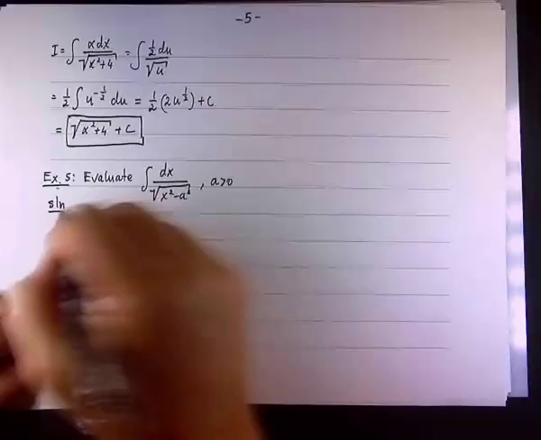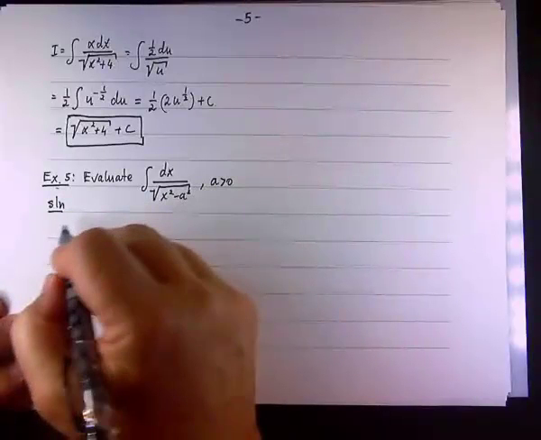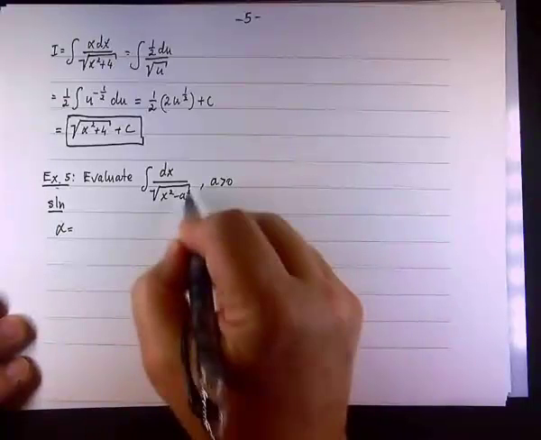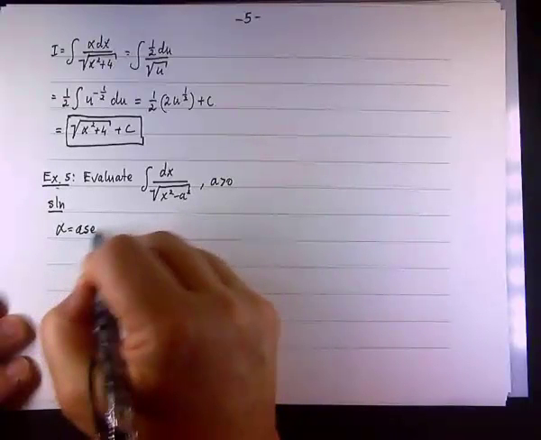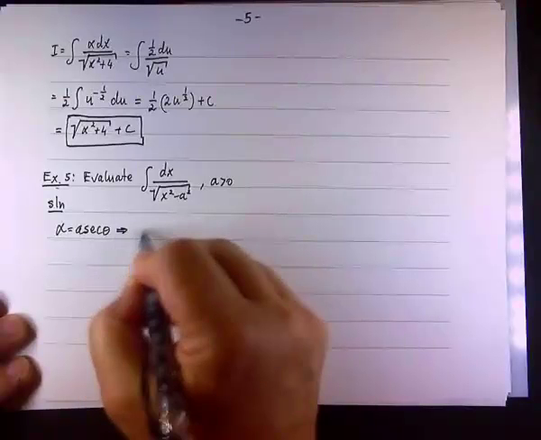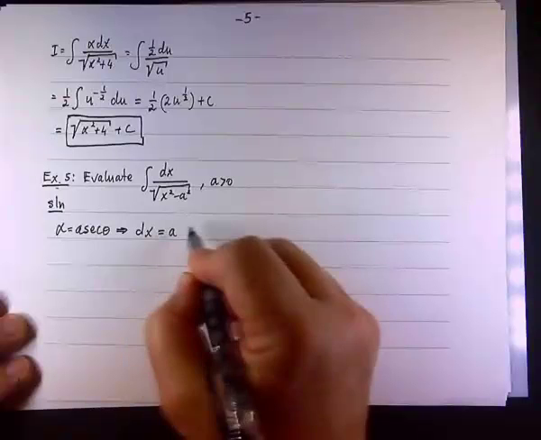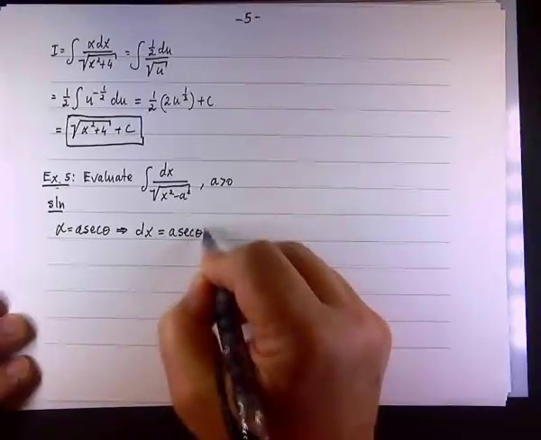So look at the table, and what substitution are we going to employ here? The secant. So x equals a secant theta, and of course dx needs to be replaced as well. So the derivative of the secant is the secant tangent.